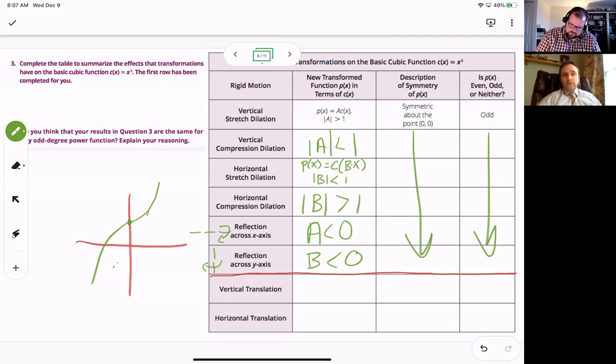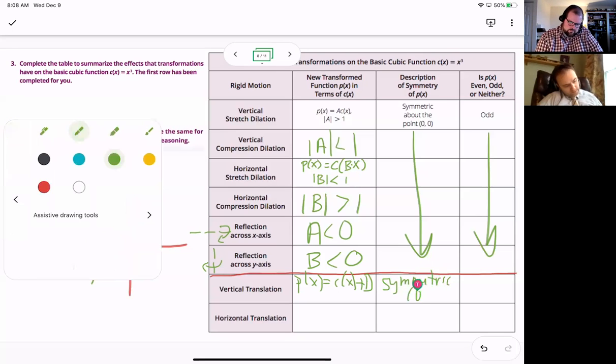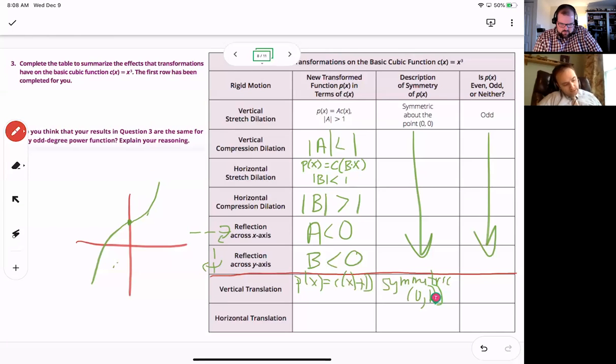Cool. And then vertical translation, we've already seen that and we talked about that. That's the d value. So that's p of x is c of x plus d. And the d moves you up or down. If d is positive, we move up. If d is negative, we move down. Because of that movement, we're symmetric about 0, d, I guess. I would agree. So symmetric about 0, d. And with that, we are neither odd nor even, assuming d is not 0.